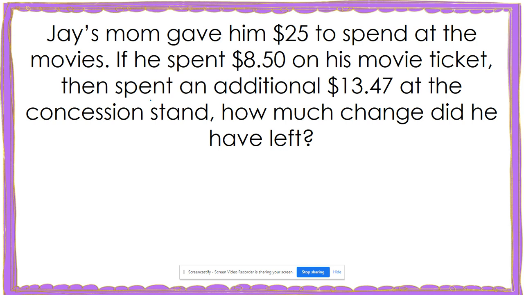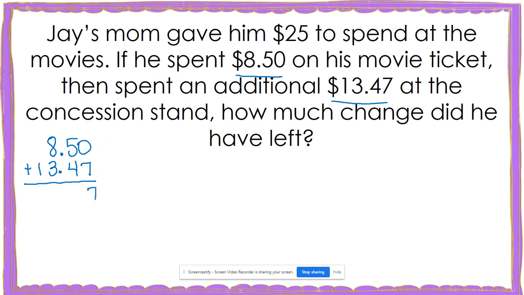For this problem, Jay's mom gives him $25 to spend at the movies. If he spent $8.50 on his movie ticket, then spent an additional $13.47 at the concession stand, how much change did he have left? The first thing I want to figure out is how much did Jay spend at the movies? I know he spent $8.50 on a ticket, and I know he also spent $13.47 at the concession stand. So to figure out how much he spent in all, I am going to add those two numbers.